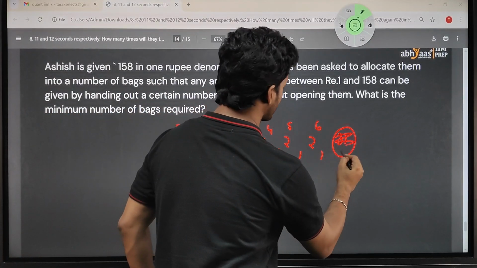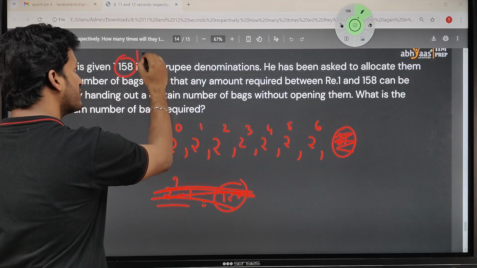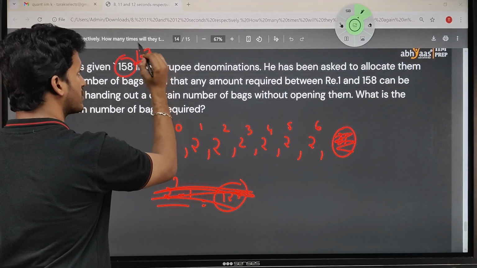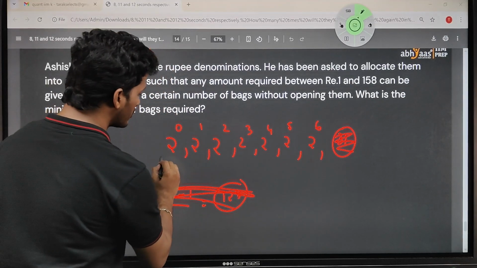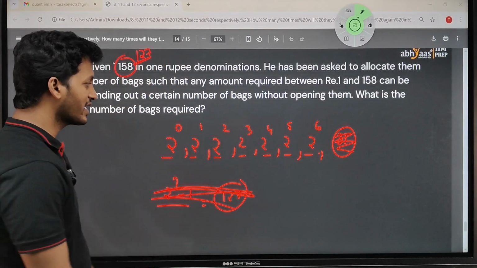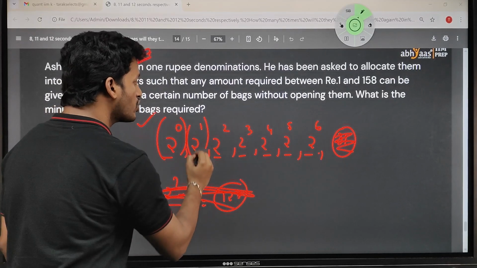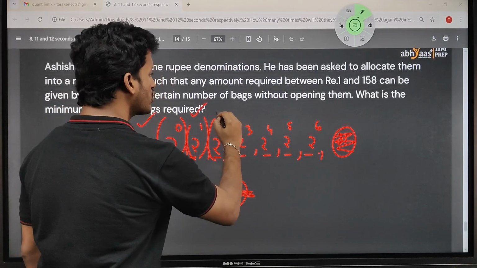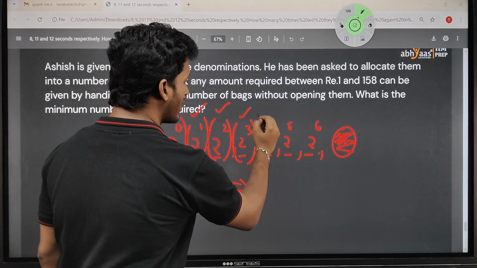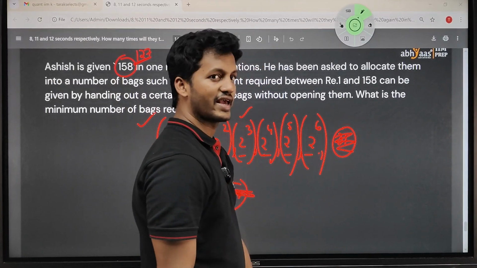Instead of 158, let us understand this question first with 127. If they give 127 coins to me, I can distribute them in terms of powers of 2 like this: 1 coin in one bag, 2 coins in one bag, 4 coins in another bag, 8 coins, 16 coins, 32, 64 coins, like that.